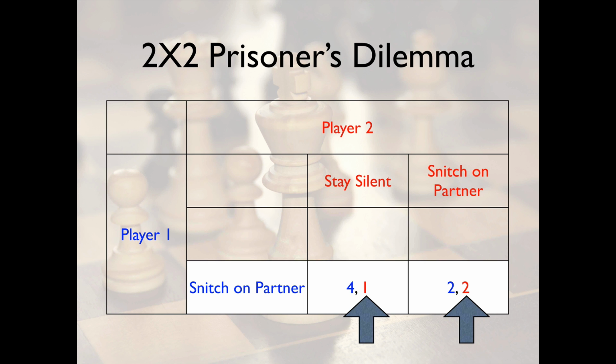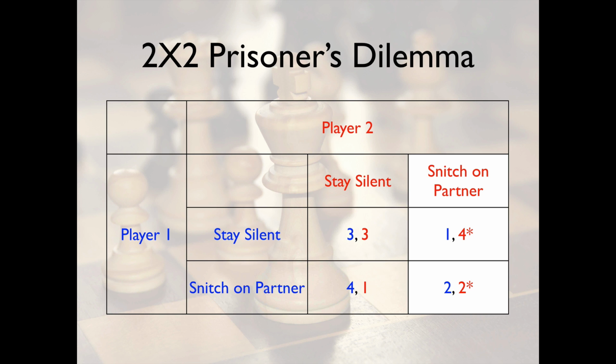And again, this makes sense. Why? Because if player 2 stays silent, they will go to prison for 10 years. If they snitch on their partner, then they will go to prison for only 5 years, and that's a much better outcome for them. So we can designate again that position with a star. Now what we have here is again a dominant strategy or a dominant choice. Player 2 will always snitch on their partner. This is interesting.